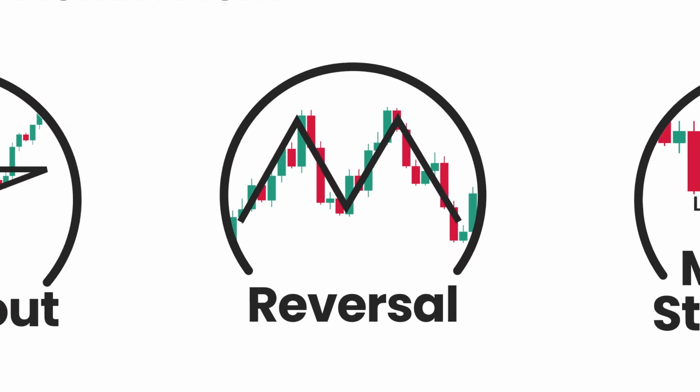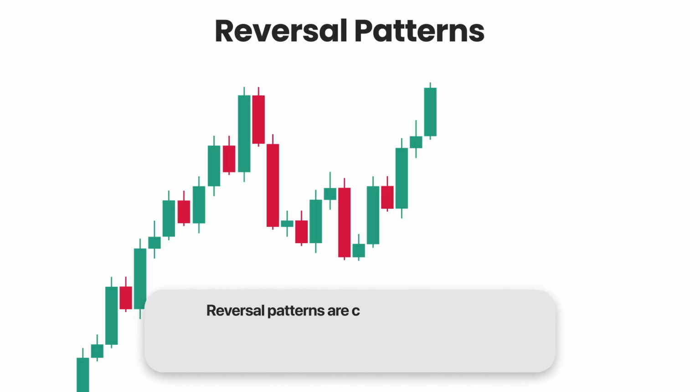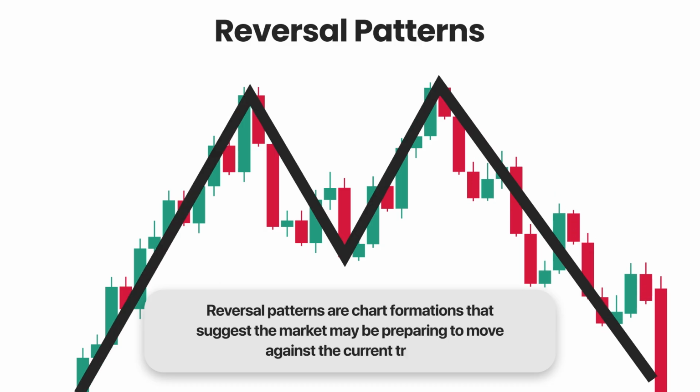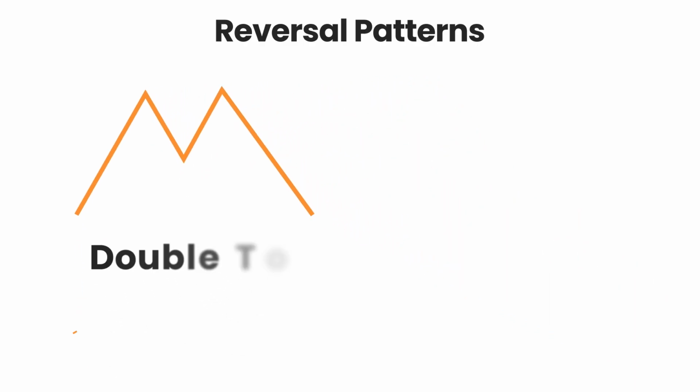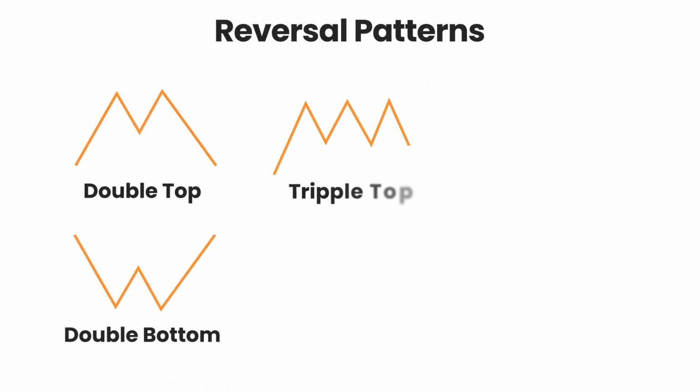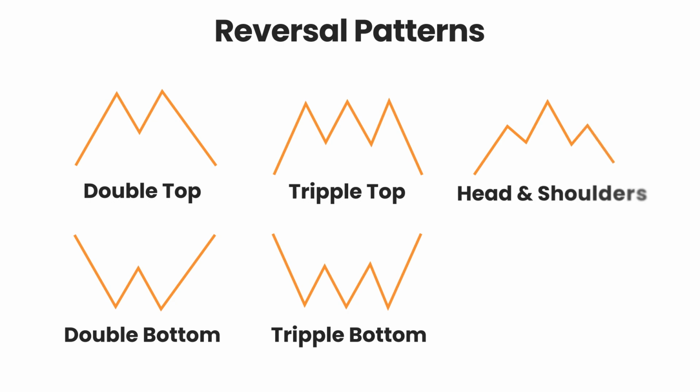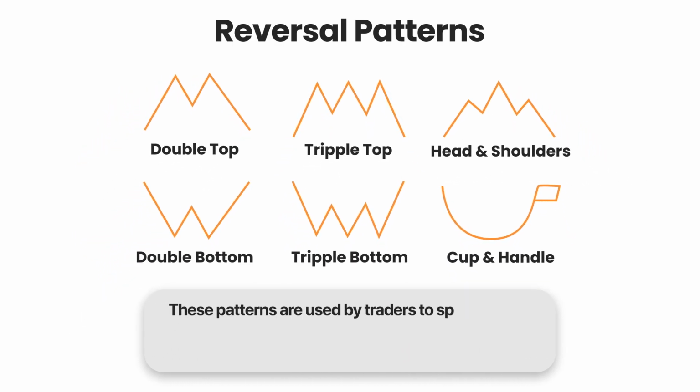Reversal patterns. Reversal patterns are chart formations that suggest the market may be preparing to move against the current trend. Some of the most well-known reversal patterns are double tops, double bottoms, triple tops, triple bottoms, head and shoulders, and cup and handle.